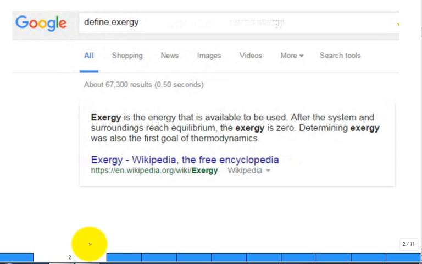If you encountered a new word, you used to go look at a dictionary. Well, the online dictionary or encyclopedia is available. Most people can quickly do that. So if I just say define this word because I want to learn about it, Exergy, I'll come back with something like this. It is the energy that is available to be used. After the system and surroundings reach equilibrium, the Exergy is 0. Determining Exergy was also the first goal of thermodynamics. That last sentence is really interesting.